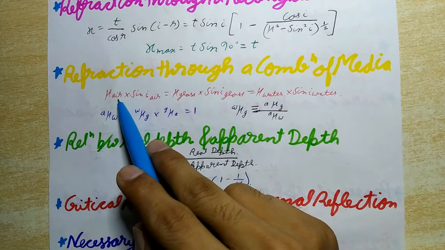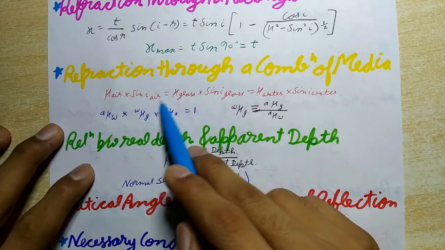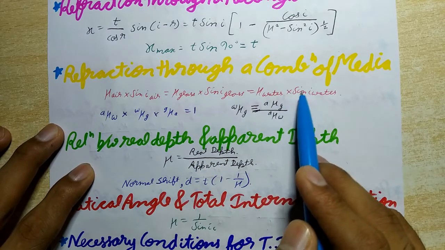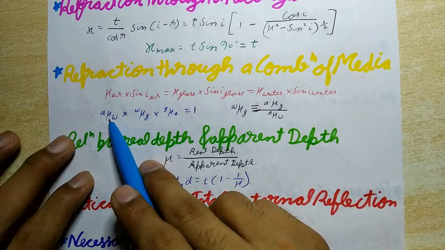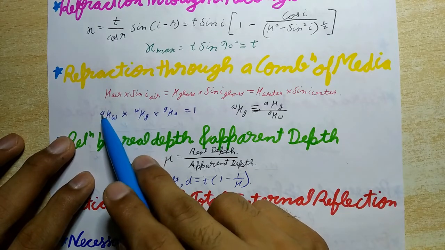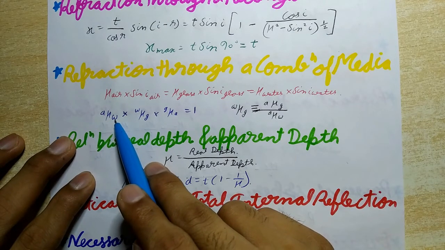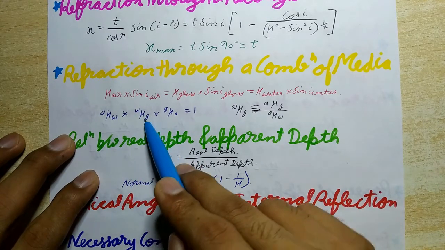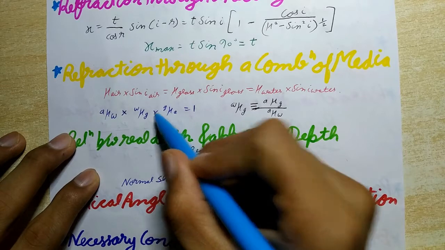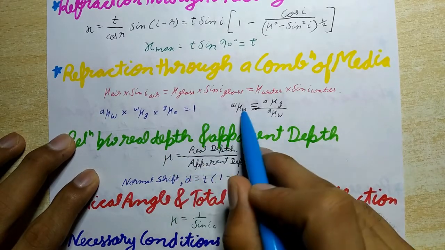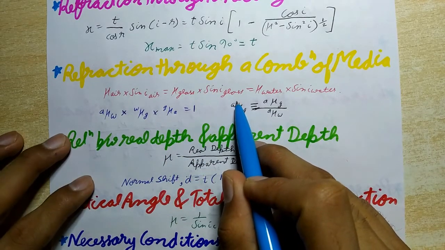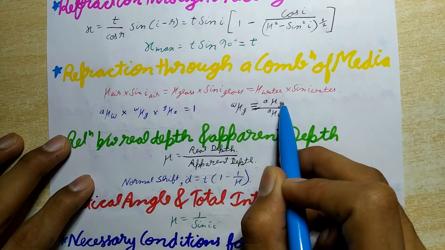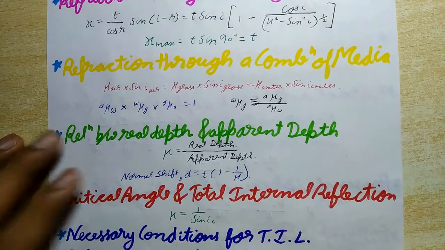Thus mu air into sine i air is equal to mu glass into sine i glass is equal to mu water into sine i water. Also a mu w, that is air to water, into w mu g, that is water to glass, into g mu a, is equal to 1, or we can say that w mu g is equal to a mu g upon a mu w.